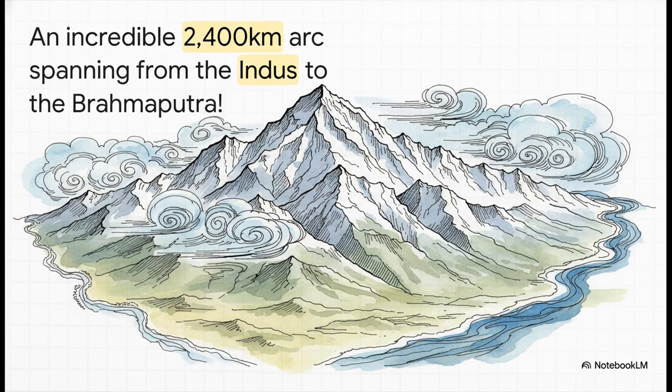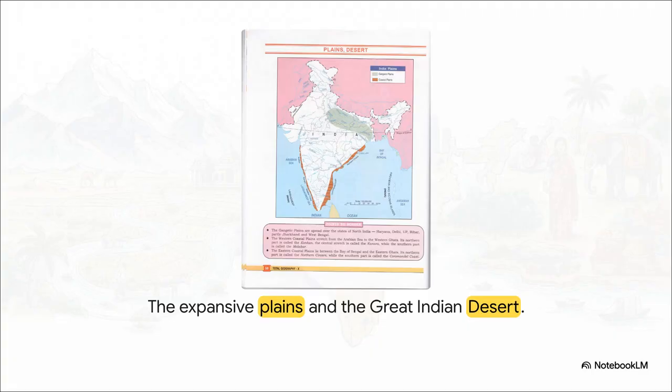Now, what's truly staggering here is the sheer scale. The Himalayas aren't just a cluster of mountains, right? This is a massive 2,400-kilometer arc. It runs continuously all the way from the Indus to the Brahmaputra River. It's basically a giant natural wall that dictates the climate of the entire north, and crucially, it physically shields the subcontinent from freezing Central Asian winds. Below those towering peaks, the landscape just flattens right out into the sprawling Gangetic plains across North India.